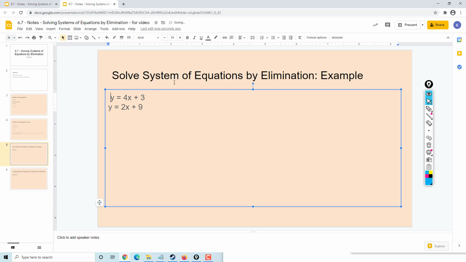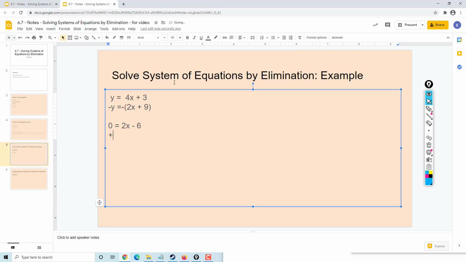So that means I can subtract both sides. Okay. y minus y is 0. 4x minus 2x is 2x. 3 minus 9 is negative 6. So I'm subtracting every part. Now I can solve this equation.